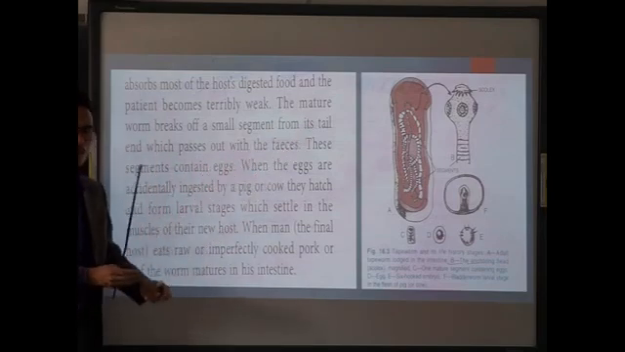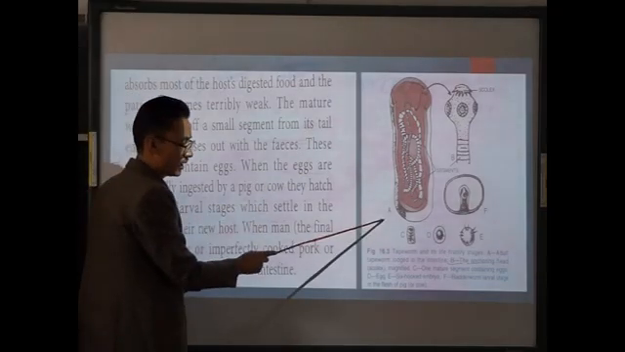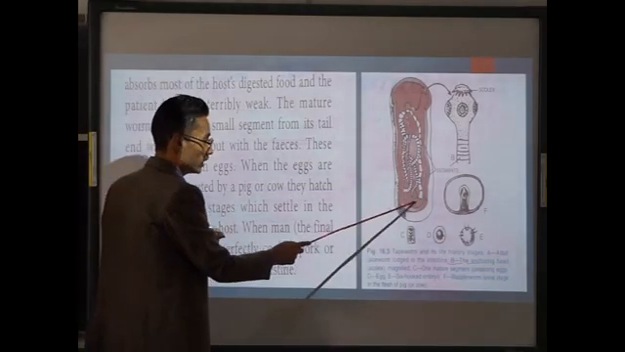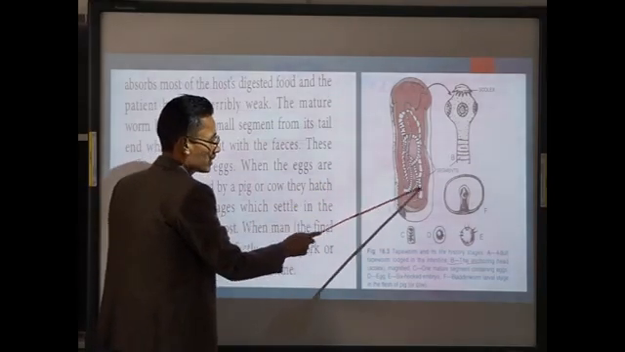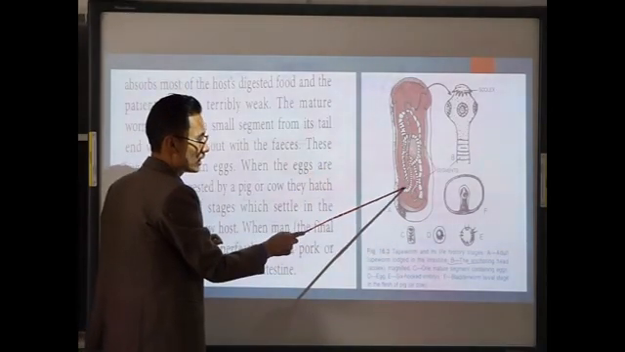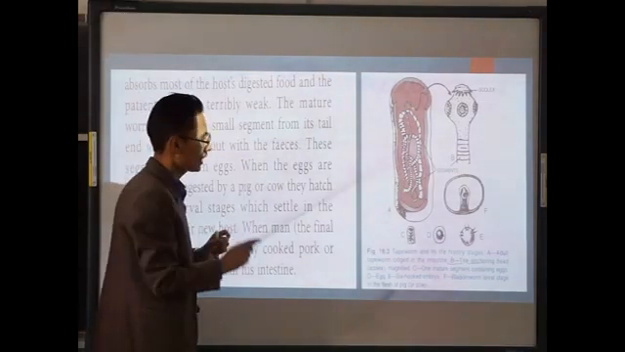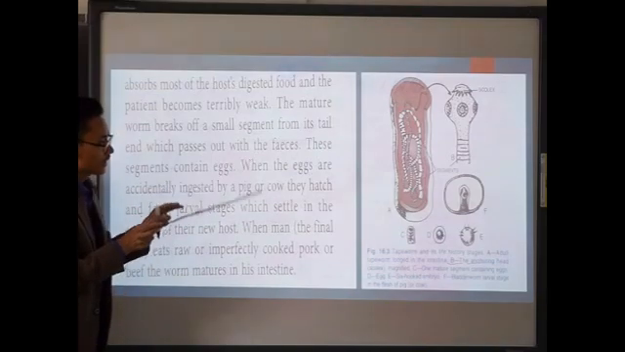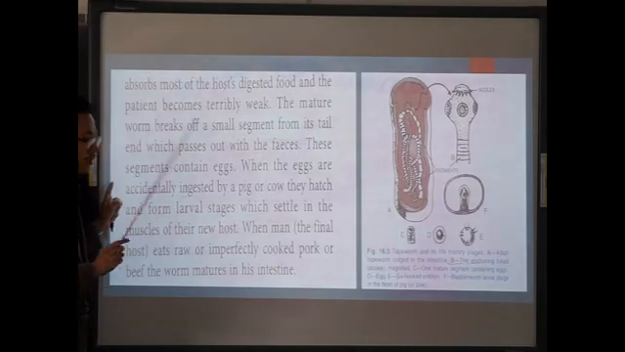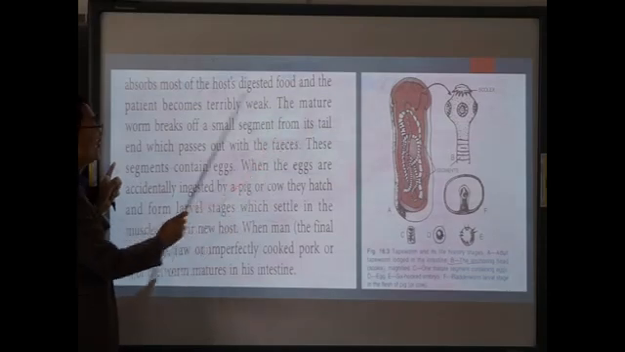Now, the mature worm breaks off a small segment from its tail, which passes out with the stool. Before going to that, we'll go with the diagram. Look over here, figure A; you can even go to the book also. This is the tapeworm, Taenia solium, in the intestine. This is the mature Taenia solium, which is present in the intestine. Once this tapeworm is mature, look carefully, it will break off a small segment from its tail end.